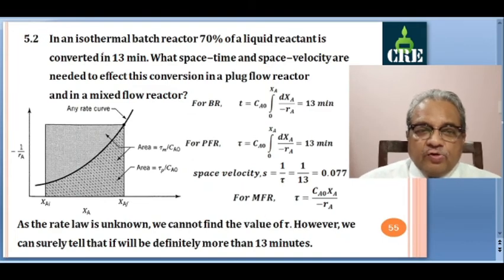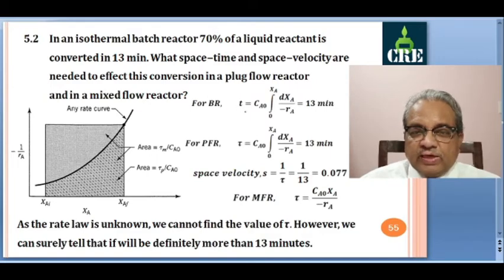Next, 5.2. In an isothermal batch reactor, 70% of liquid reactant is converted in 13 minutes. What space time and space velocity are needed to affect the conversion in plug flow? So in batch reactor, 70% in 13 minutes. So for batch reactor, T is equal to Ca0 integral 0 to xa dxa by minus Ra is equal to 13 minutes. For tau, for plug flow reactor, it is Ca0 integral 0 to xa dxa by minus Ra. So exactly the same form. Although we don't know minus Ra, this minus Ra will be the same and this right hand side term is exactly the same.